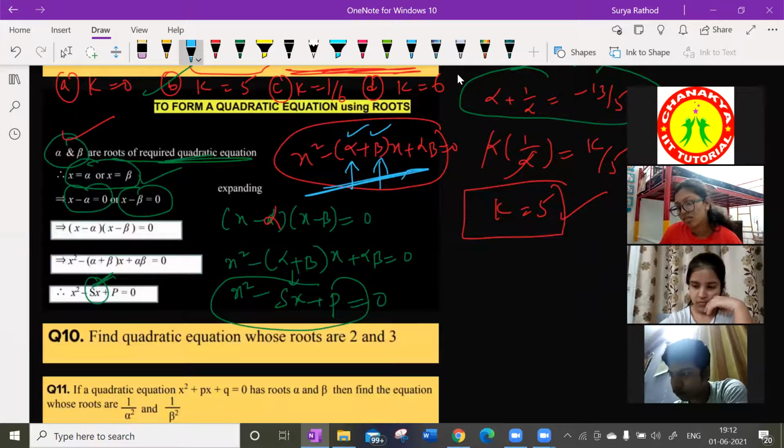Are you understanding the difference between the previous method and this method? In the previous method, we spoke about finding the roots. In this method, we are discussing how to find the quadratic equation if they give the roots. Getting my point? Understood, children? Yes or no?